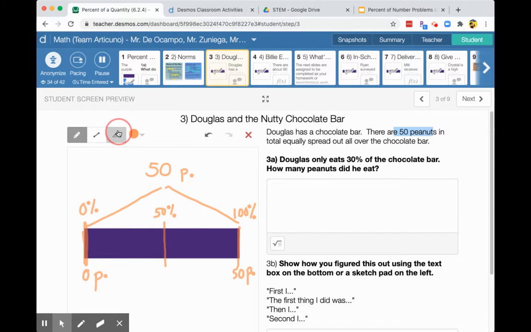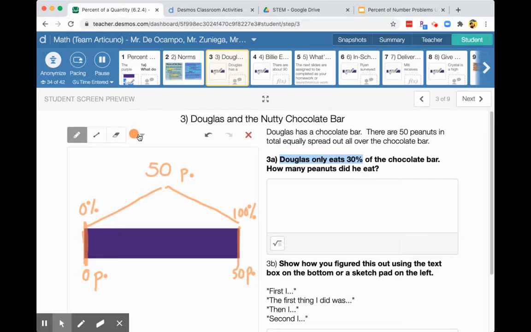Now what I'm going to do is let's go back to the real problem. So we were thinking about pretend problems, and now we're going to talk about the real problem. I want to show 30%. Okay. So I'm going to do that.